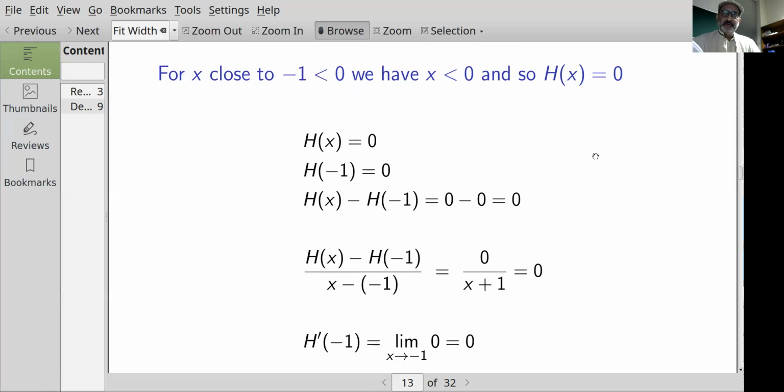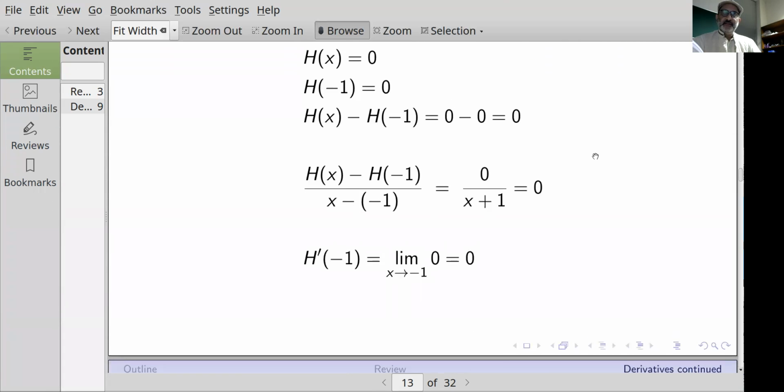Then the difference quotient is h of x minus h of minus 1 over x minus minus 1. We've already found that the numerator is 0, divided by x plus 1, which is 0. So then the derivative is the limit as x goes to minus 1 of the difference quotient. And so that's the limit as x goes to minus 1 of 0, which is 0. Okay, so the derivative of the Heaviside function at minus 1 is 0.